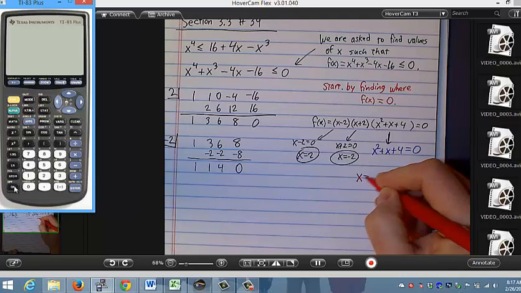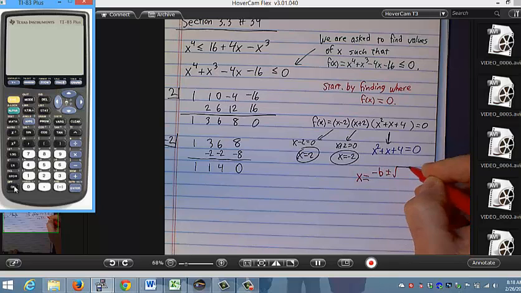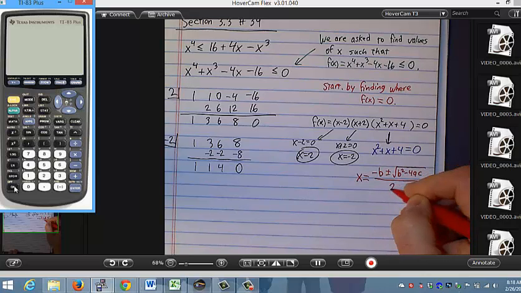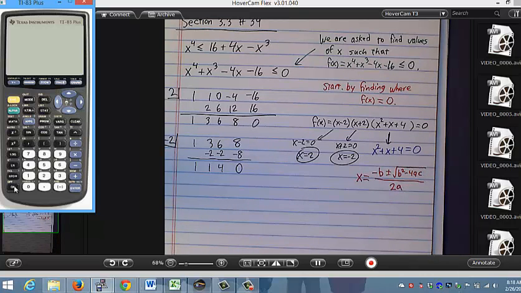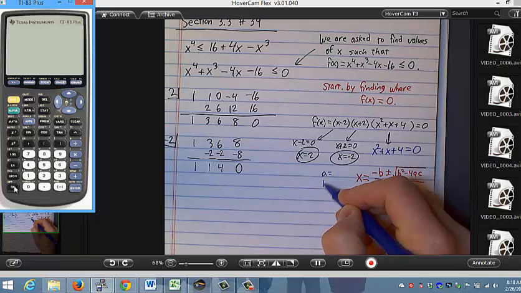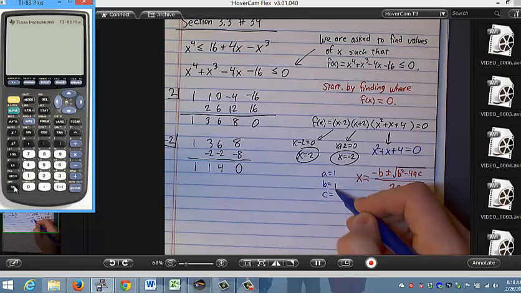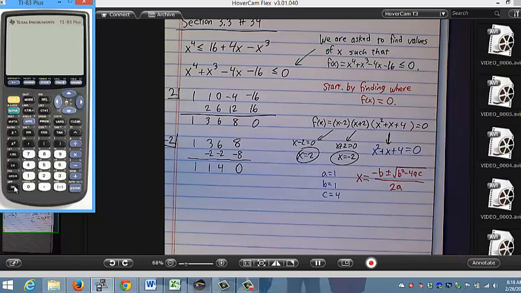Here we go. X equals negative b plus or minus the square root of b squared minus 4ac all over 2a. You want to solve that equation? That's the formula you need. And you need to know what a, b, and c are. You have to have the function equal to 0, and you have to write down, let's see, what do we know about a, b, and c for this problem? What's a? 1, and b is 1, and c is 4. So I'm going to go ahead and plug those things in. This all right? Okay, so let's plug it in and see what happens.